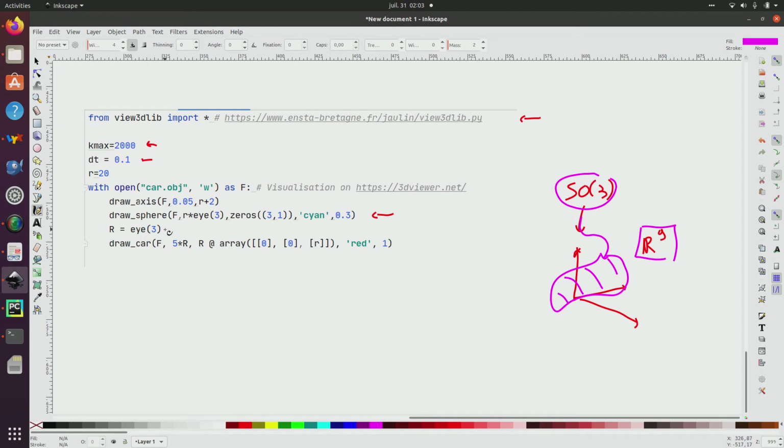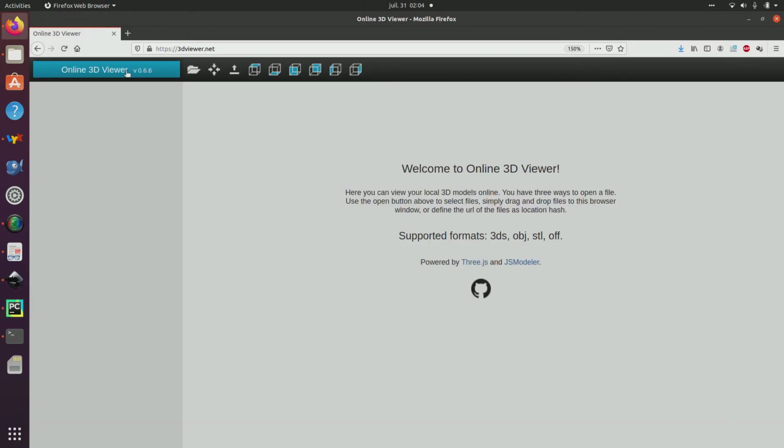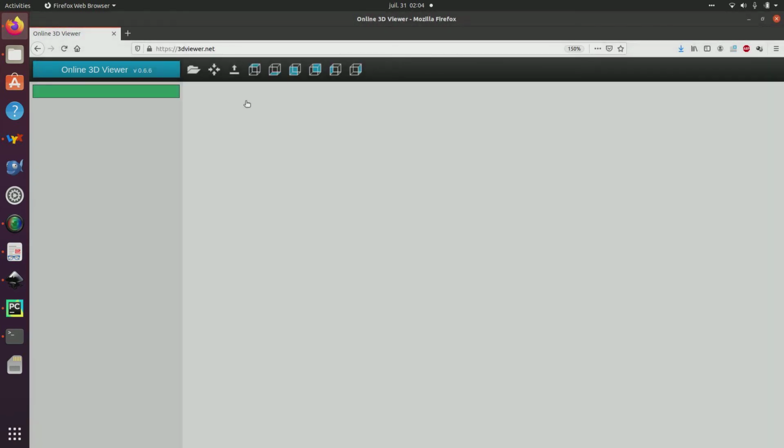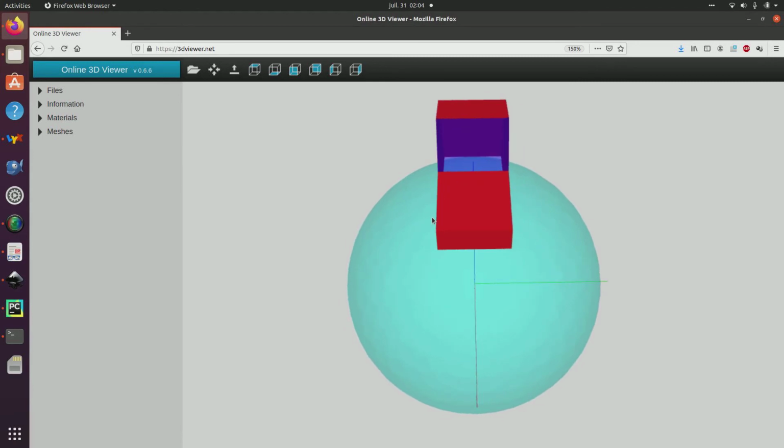Here it is identity. I will draw the car, a large car, I multiply by 5 here. I run it, and it generates the file car.obj. I go to 3dviewer.net. I upload the file, and I can see the car with the sphere.